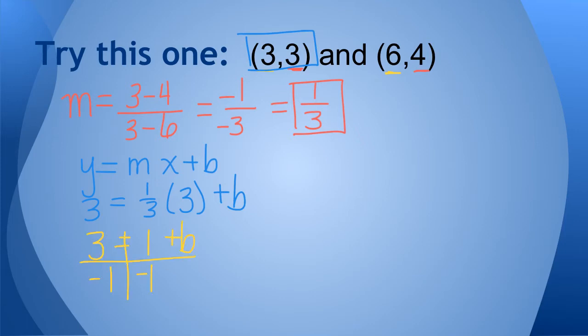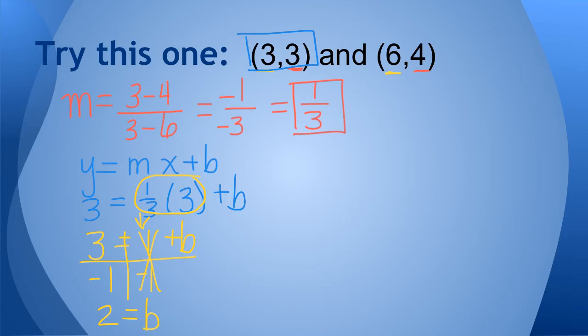All right, first I simplified. 1/3 times 3 gave me 1. So I have 3 equals 1 plus b. To solve that, I would subtract 1 from both sides, and it appears that b is equal to 2. All right, last step.